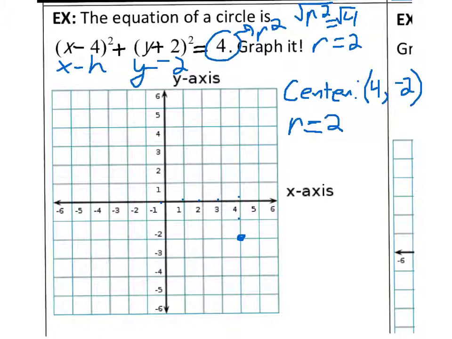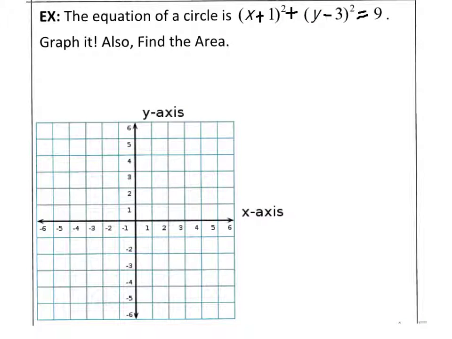Put my dot. Uh-oh, I'm going to run out of space. My radius is 2. So from the center, I go in every direction 2 points, or 2 segments. 1, 2, so there's a point here. Up 2, left 2, and down 2. And that's my center, like I said, and there's my circle. Boom.